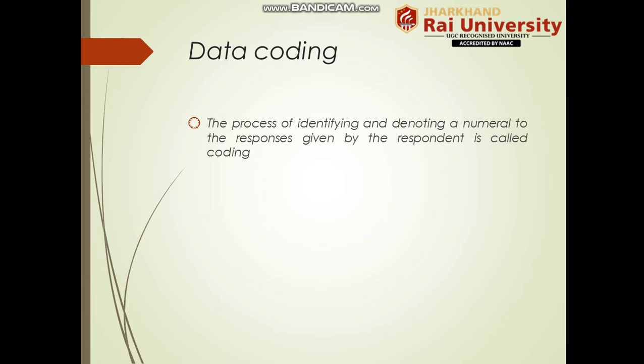Let's see what is data coding. So the process of identifying and denoting a numerical value or numeral to the responses given by the respondent is called coding. So once the process of identifying the data is done, then each and every response is denoted by a number, and this is known as data coding.